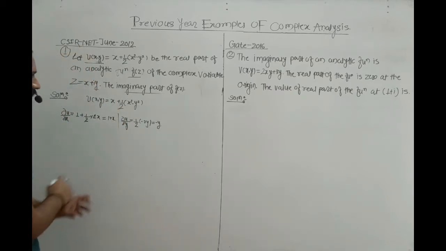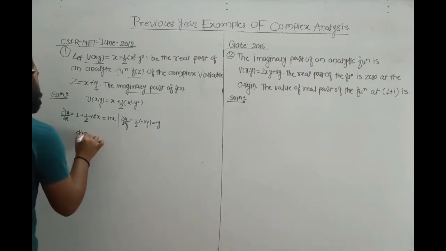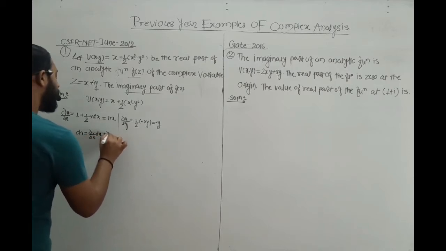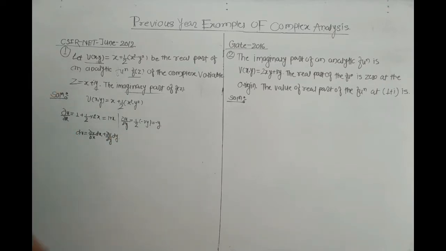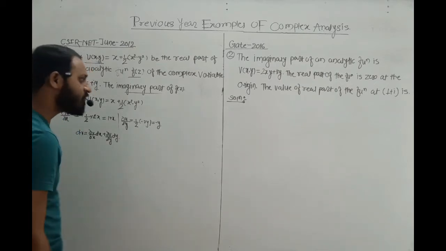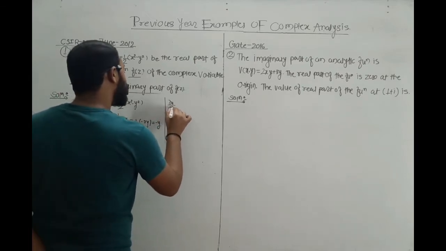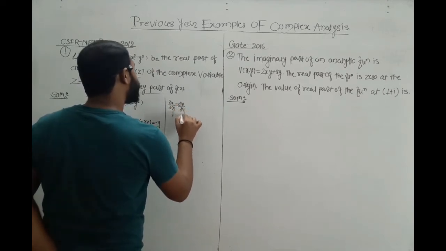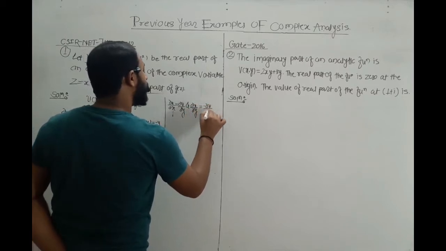Now what is the formula for finding the imaginary part? That is dv equals dou v by dou x into dx plus dou v by dou y into dy. But I don't have the partial derivatives of the imaginary part with respect to x and y. Now what to do? Use the CR equations. What are the CR equations? Dou u by dou x equals dou v by dou y, and dou u by dou y equals minus of dou v by dou x.